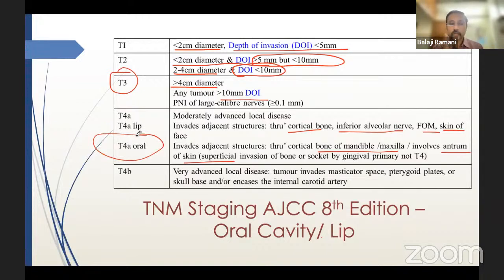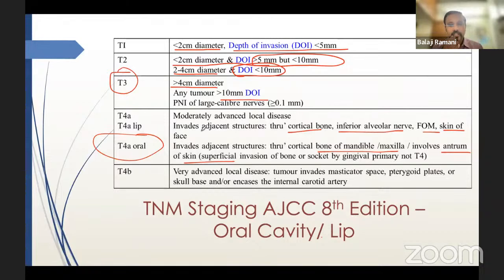So what are the structures which are going to be nearby? The nearest structure is going to be the mandible or the maxilla. So bony involvement is going to make it a T4A lesion. Then if it involves the skin of the face, that is also going to become an invasion of the T4A lesion. So these are all things which can be easily resected. That is why it is known as a T4A lesion.